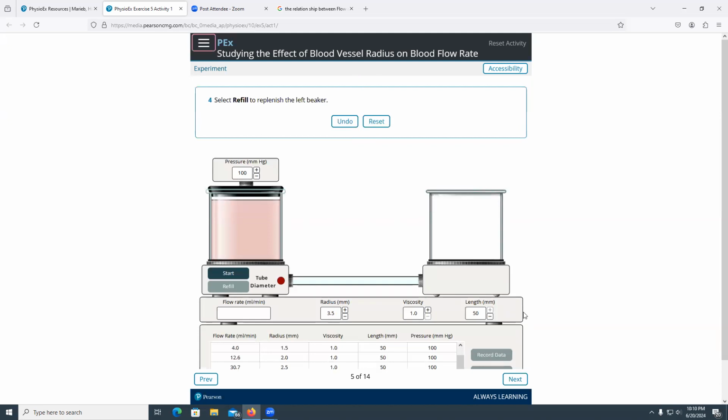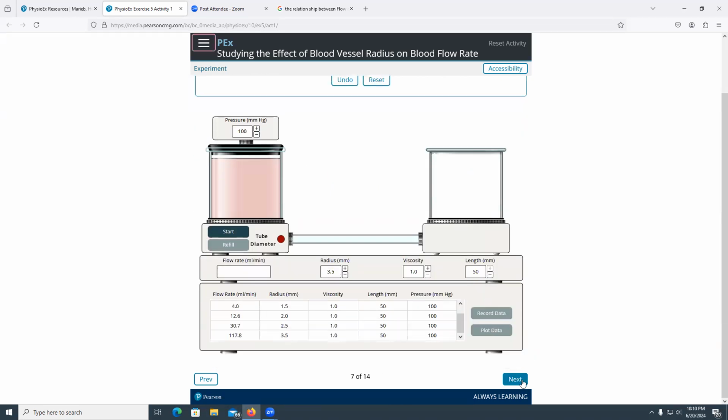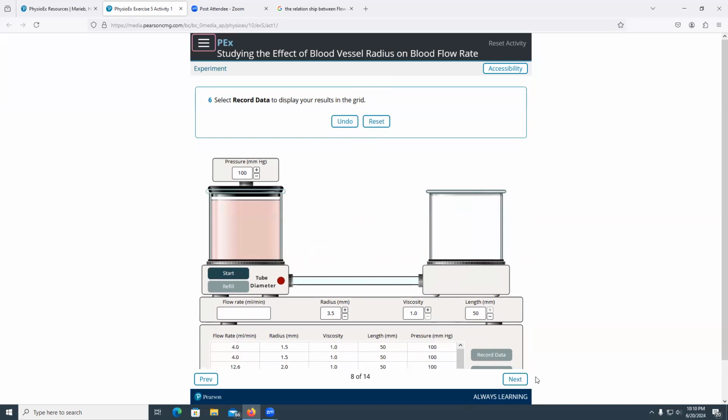We have done that. Okay, what do you think will happen to the flow rate if the radius is increased by 0.5? The flow rate will increase by 4 orders of magnitude. Okay, let's do next. We did that.